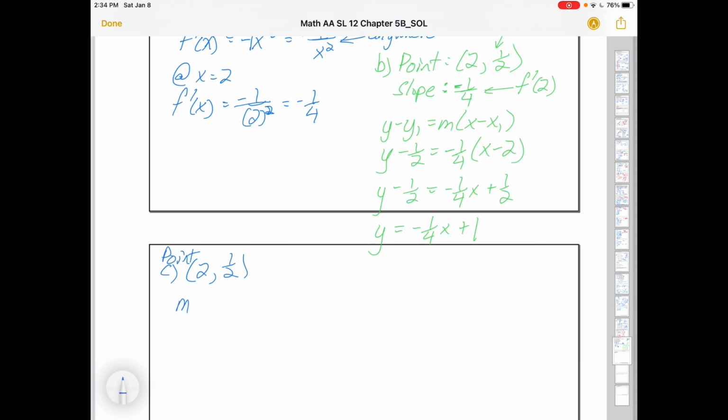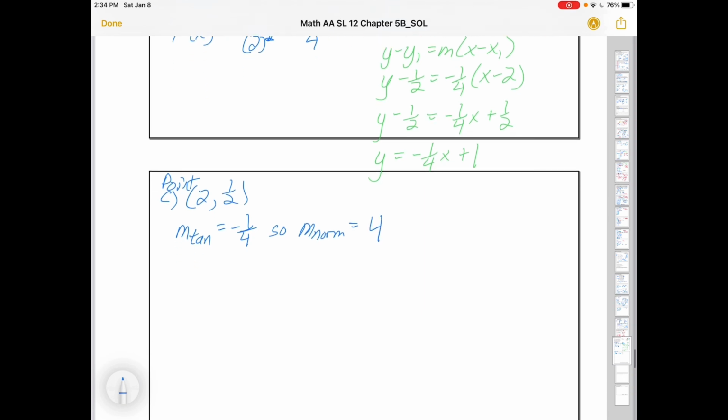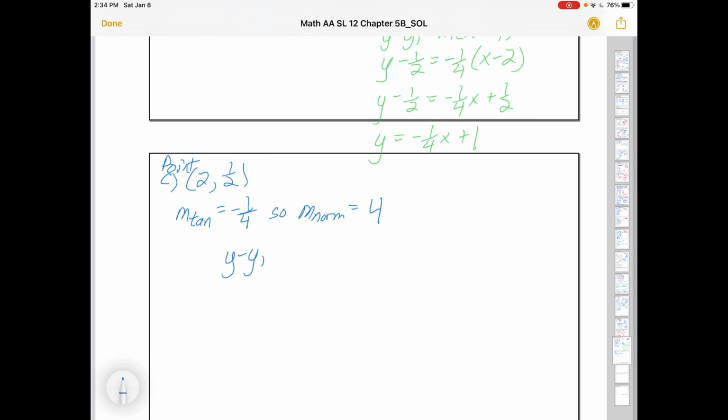We know that the slope of the tangent is negative 1/4. So the slope of the normal, which is perpendicular, will be flip it over and change its sign. So the negative flip of negative a quarter would be 4. And now we go ahead and we use our point-slope formula again. So y minus a half. And I couldn't guarantee that the point-slope formula is in the formula booklet. You might want to take a look. But it's one that we use so often that hopefully it will get memorized.